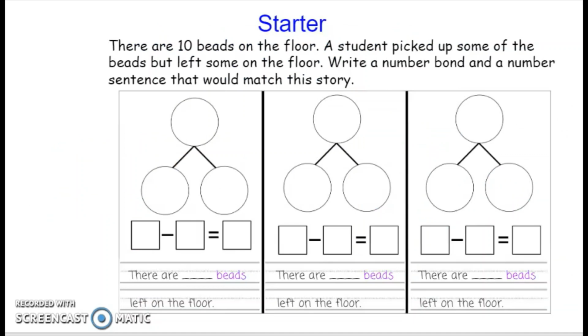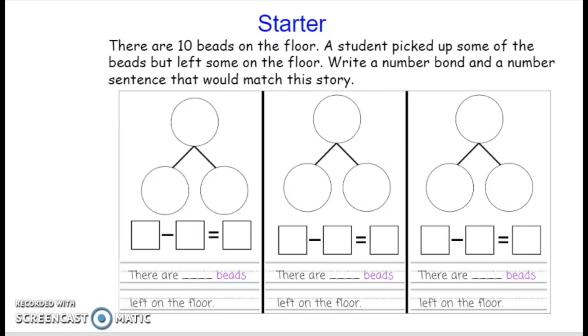Let's jump straight into our starter problem. Read with me or in your head as I read out loud to you. There are 10 beads on the floor. A student picked up some of the beads but left some on the floor. Write a number bond and a number sentence that would match the story.